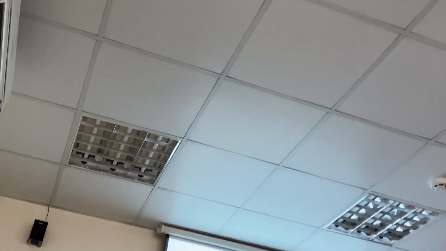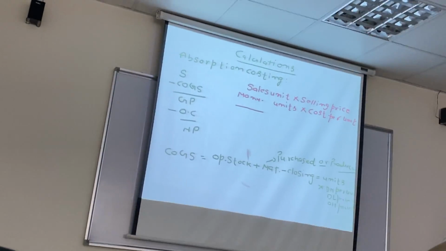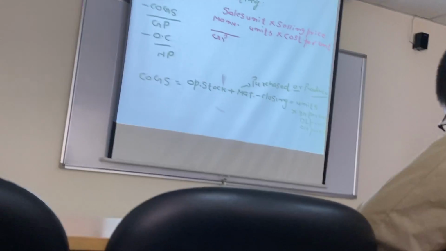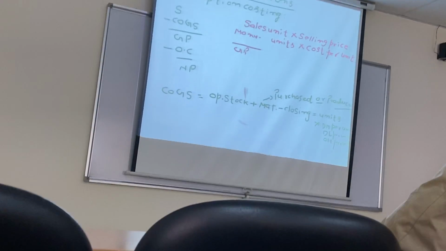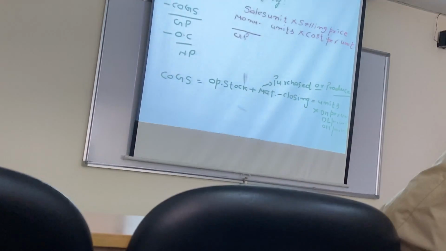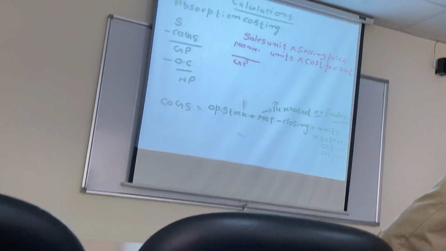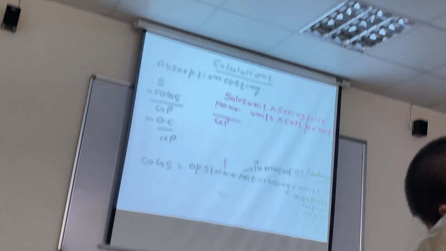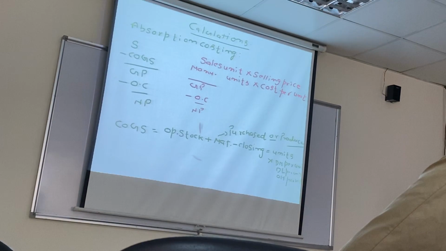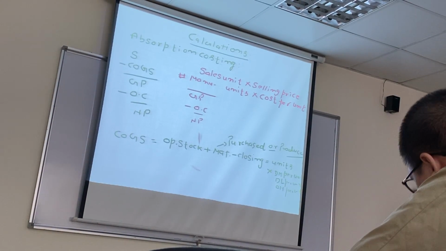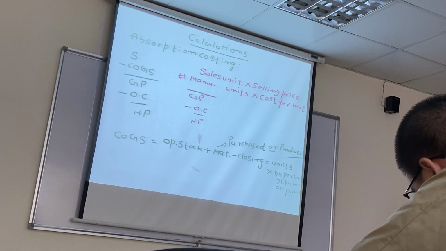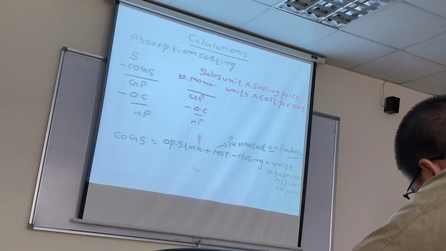So we got gross profit. Minus operating cost, right, which is most likely to be your question. And then net. So the most important thing is this: cost of goods sold. How we calculate. So the way to calculate cost of goods sold is here.